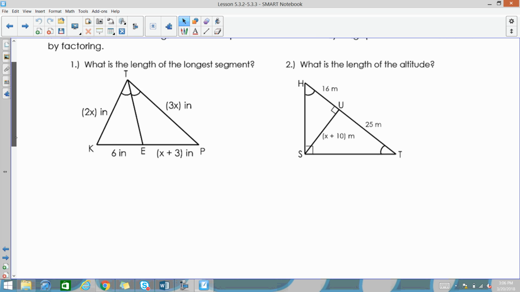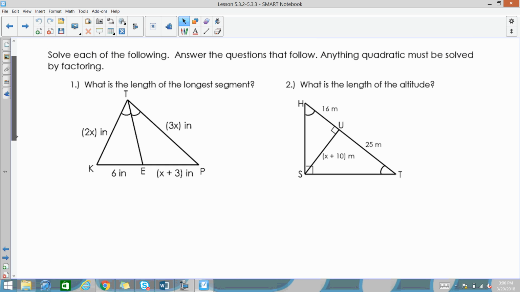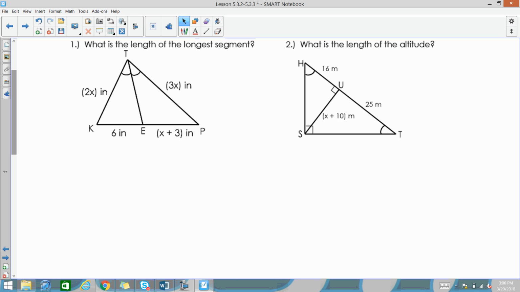So here we go. Number 1. Understand this: every quadratic must be solved by factoring. So I do not want you using the quadratic formula. Is that understood? Great. So let's start with number 1. What is the length of the longest segment? So that's the question they're asking.